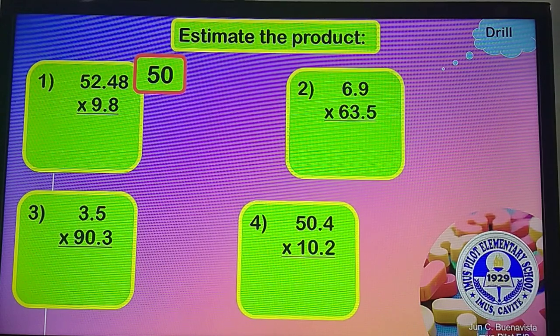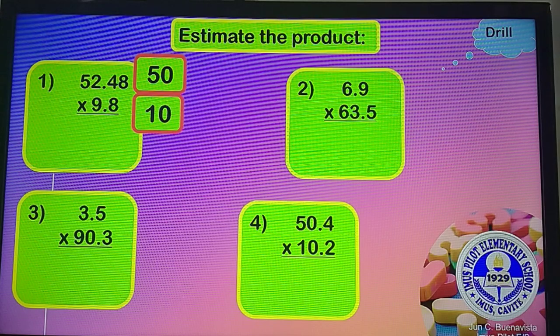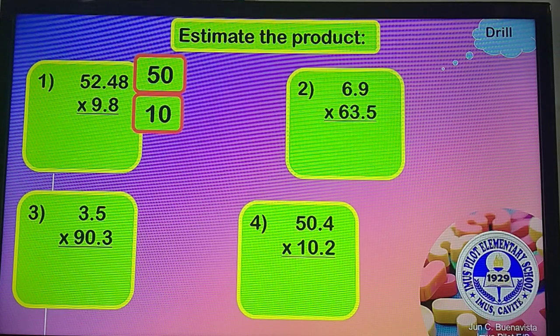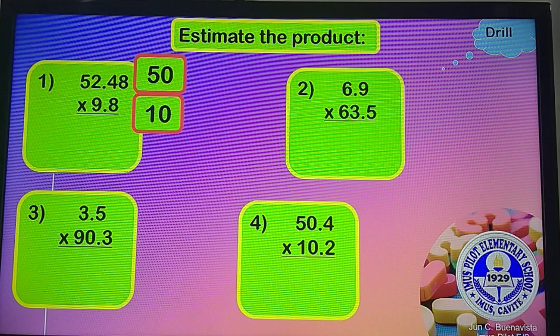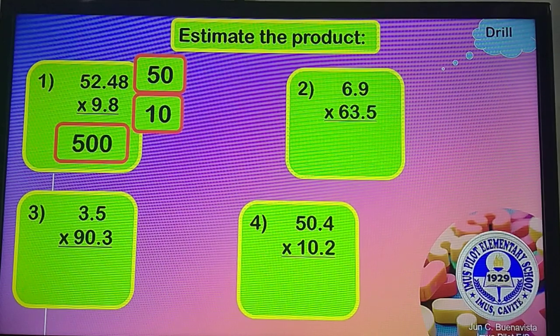So 9, the number at the right is 8, so plus 1 to 9. 9 becomes 10. So therefore, that is 10. Now, multiply the rounded number. 50 times 10 equals 500. So the answer is 500.